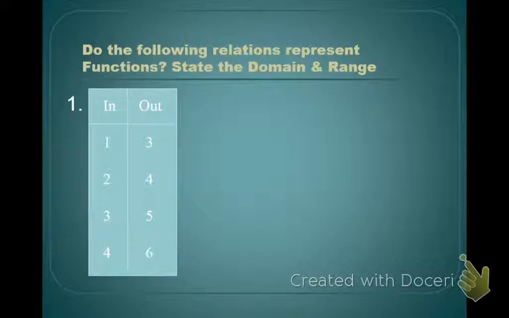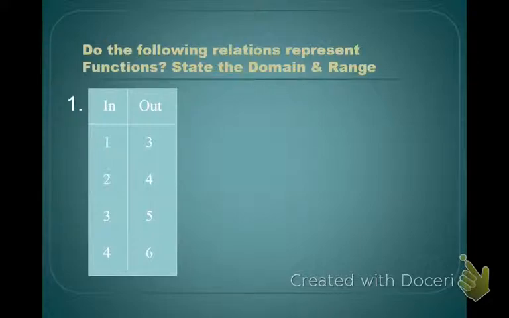Okay, now we've got some relations here. And these relations may represent functions. If they do, state the domain and the range. And on a lot of these, you have the first one done for you already, right? So this is a relation. We're basically pairing up. So we're going to put 1 into this function, and when we do that, we get 3 coming out of it. Okay. And then if we put 2 in, we're going to get 4 coming out. If we put 3 in, we're going to get 5 coming out. If we put 4 in, we're going to get 6 coming out. Okay.